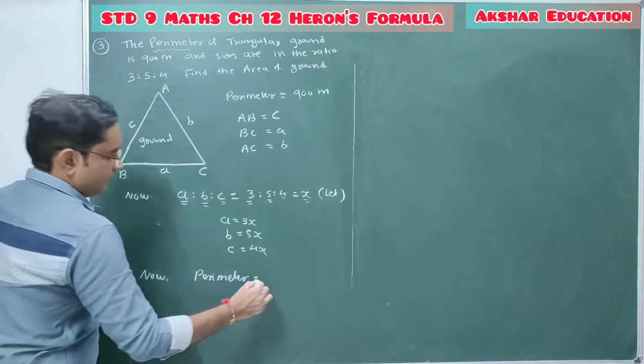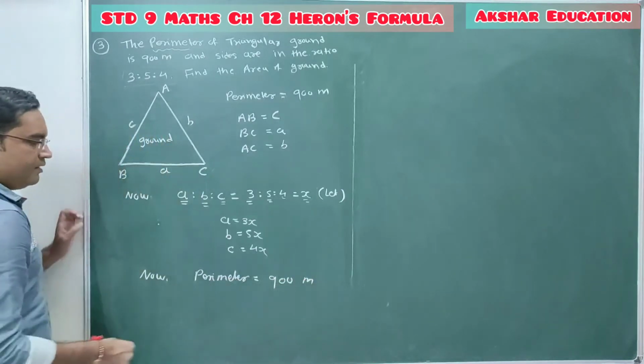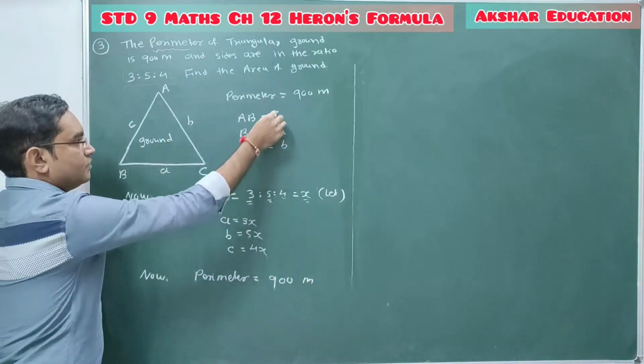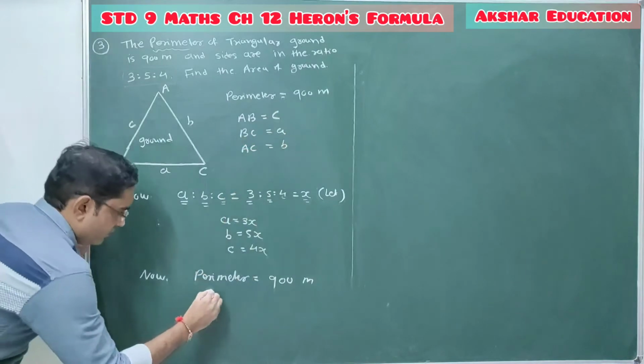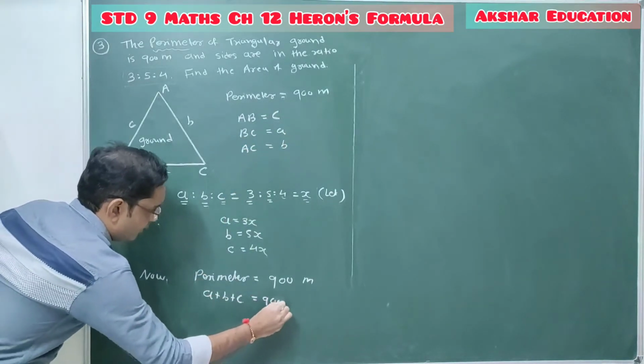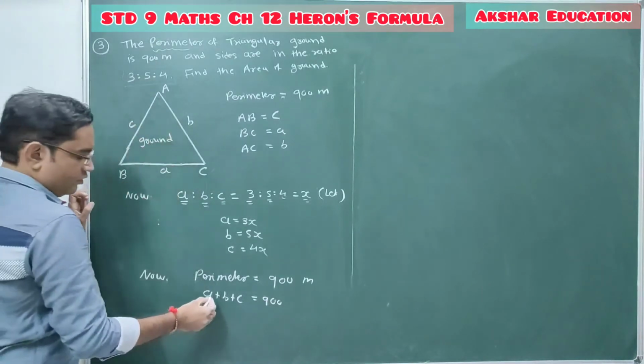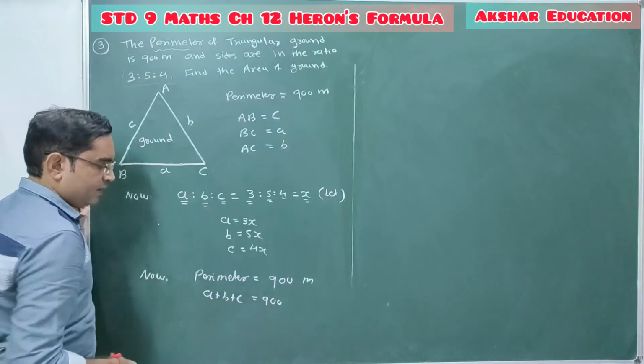Perimeter of triangular ground is 900 meter. So what is this 900 meter? It's a perimeter, that means the sum of the measures of all three sides. So a plus b plus c equal to 900. A, B, C are the lengths of the sides and their sum is 900. So we can write a plus b plus c equal to 900.